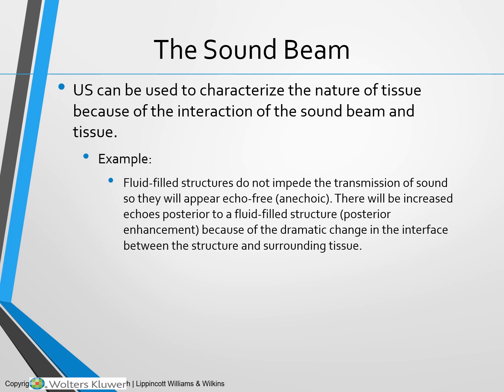The sound beam. Ultrasound can be used to characterize the nature of tissue because of the interaction of the sound beam with the tissue. So different structures on ultrasound will show up differently as far as their shades of gray. So something that is fluid filled, these do not impede the transmission of sound. So they typically do not have any echoes and will appear black on ultrasound. And we term this as being anechoic.